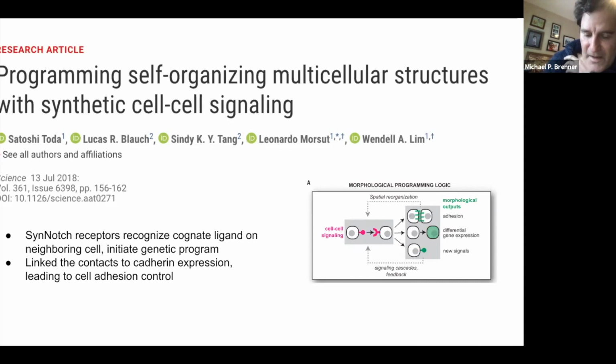And what Mor did actually was, in this paper, Wendell and his team program different ways, there are different outcomes of the Synapse pathway. So in cells in contact, it modulates the expression of cadherins, and they have lots of different cases where they show many different morphologies that can occur. And the morphologies, for a physics audience, are, I hope it's fair to say, boring.